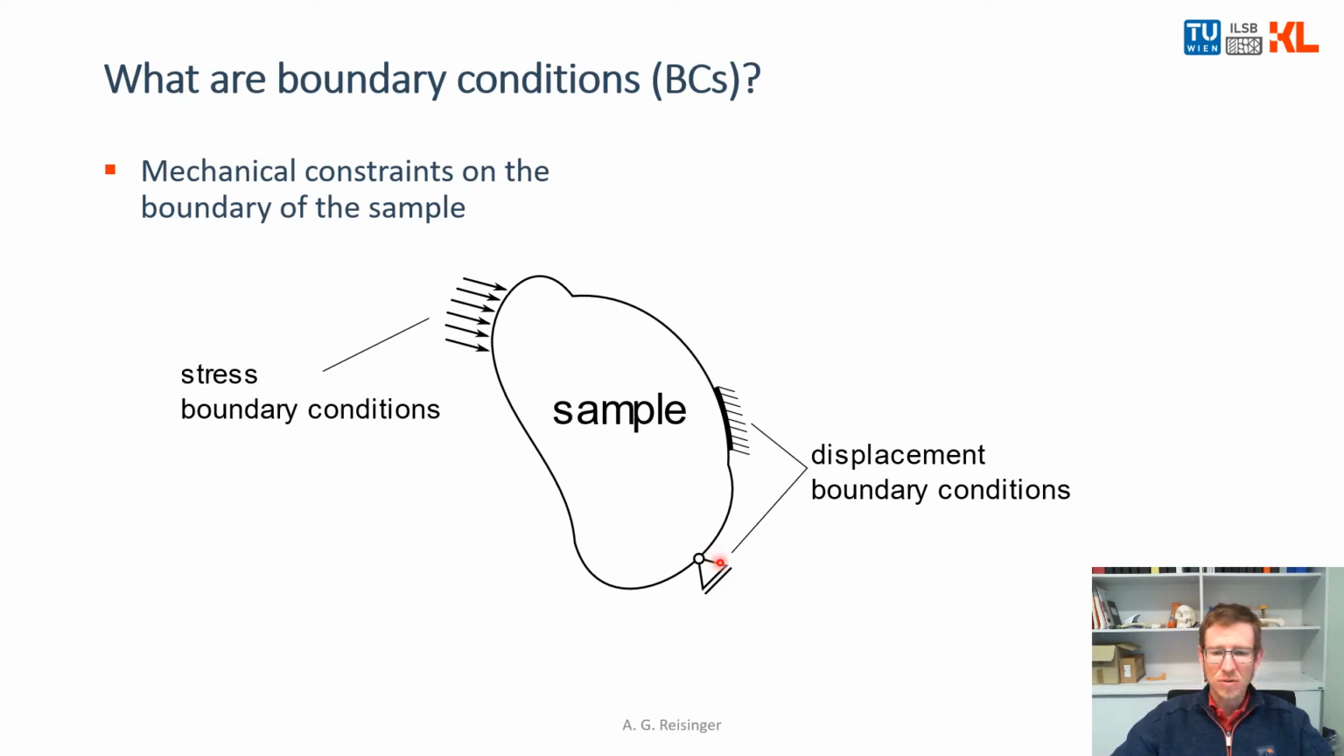You can also prescribe displacements on the boundary. That means that you grab an area and you displace it, you move it in space across time, with a certain rate. You move it through space at a certain trajectory. So these are the two kinds of boundary conditions.